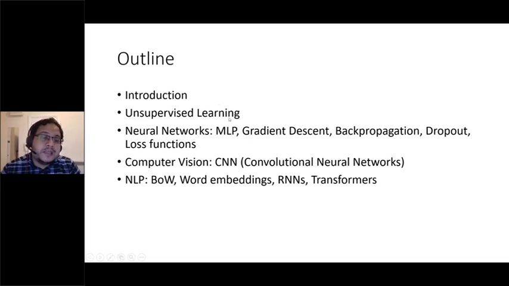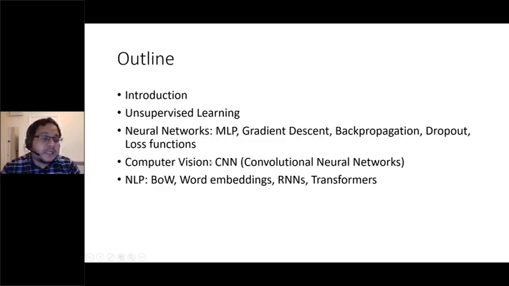Then we will see unsupervised learning. Normally, we don't see this in this training, but because we didn't do it last time in the first part, we are doing it in this part. We are going to have just 1 or 2 sessions about unsupervised learning. Then we are going to dive into neural networks like MLP, multiple layer perceptrons, gradient descent, backpropagation, dropout, loss functions, and more. Everything that is related to neural networks.